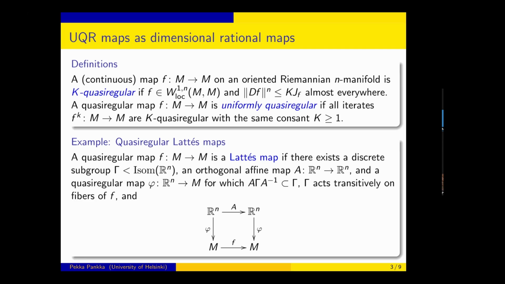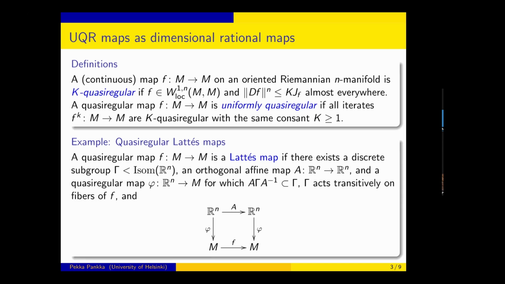Gaven Martin likes to consider them really as rational maps on higher dimensional spheres, so this is somehow what you can consider as a counterpart.